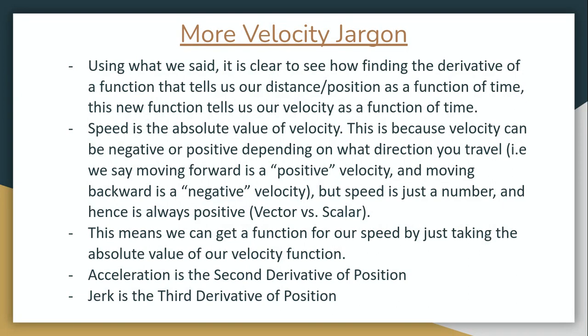Yeah. Cool. And yet again, this means we can get a function for our speed by just taking the absolute value of our velocity function. And the last two points just explain what we explained a few minutes ago. Acceleration is the second derivative of position, and jerk is the third derivative of position. I'll give you guys a second to pause, write that down, and then we can move on to the very simple topic of sensitivity to change.